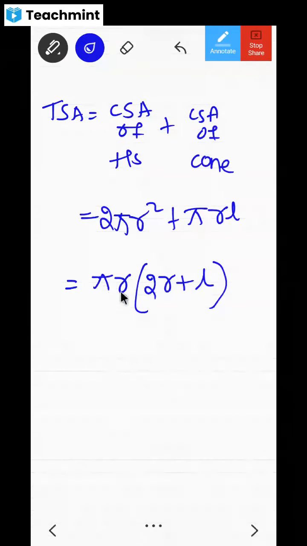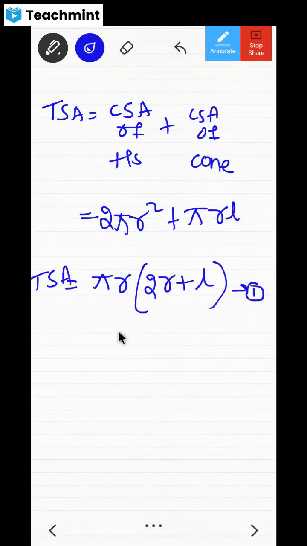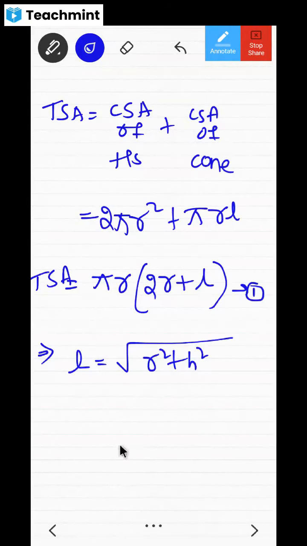Now in this, pi is known, r is known, 2 is known, r is known, L is not known. So let me name it as equation number 1. So this total surface area is equal to pi r bracket 2r plus L. Let us find out L. So L is equal to, you know the formula, no? Under root r square plus h square.